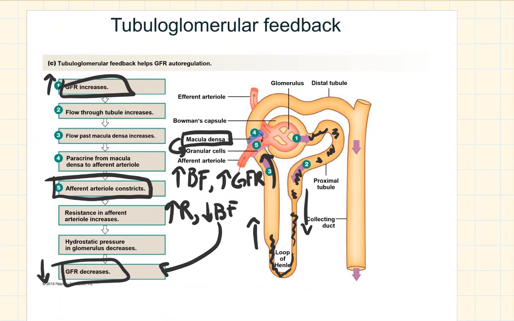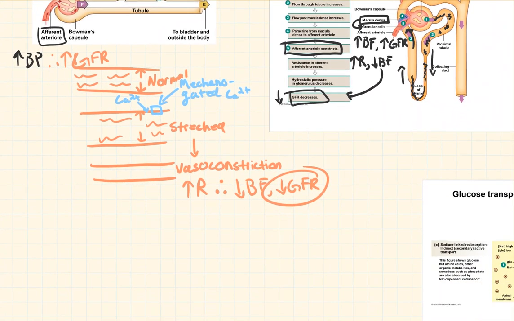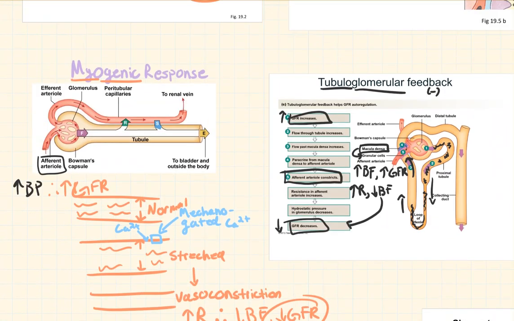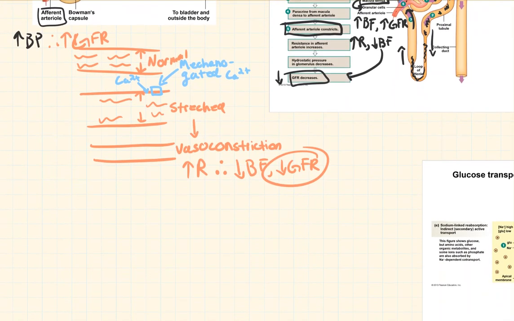So if we look at the name of this, it is the tube of the nephron going to the blood vessel, which is the afferent arteriole, to regulate the blood flow through the glomerulus. And this is feedback because it works via a negative feedback mechanism. All right, so that is everything I had to say on GFR. The next thing I wanted to talk about was glucose handling in the kidney.